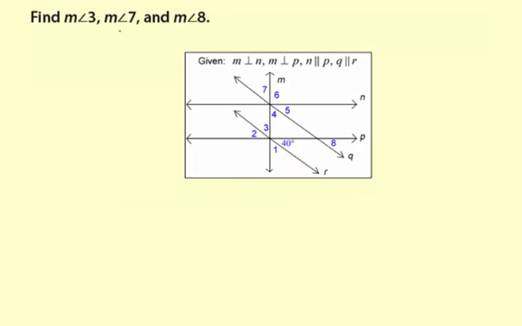Find the measure of angle 3, measure of angle 7, measure of angle 8. Okay, let's take a look at this complicated figure here and see if we can't figure some stuff out. Given M is perpendicular to N, M is perpendicular to P, and N and P are parallel, and Q and R are parallel.